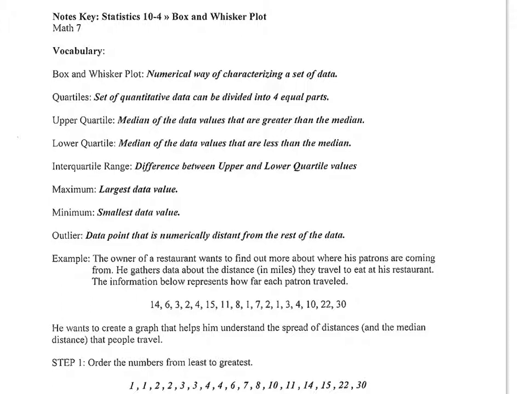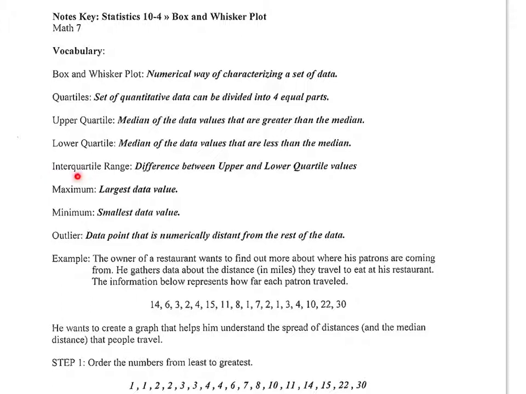The 4 parts of a box and whisker plot, there's the upper quartile, which is the median of the data values that are greater than the median. So this is like the middle of the upper half. The lower quartile is the median of the data values that are less than the median. So again, this is like the middle of the bottom half. So we have the upper quartile, lower quartile.